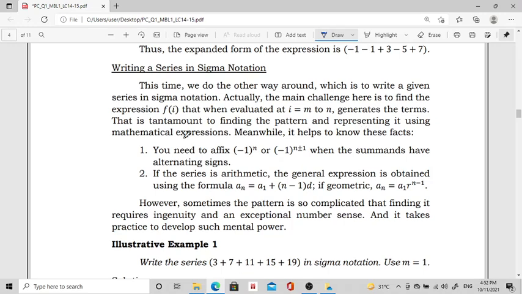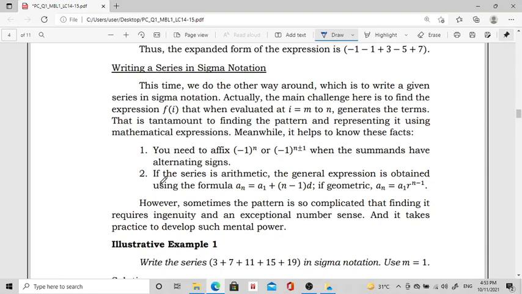So, to do that, it helps to know the following facts. First, you need to affix. So, you've been seeing this multiplier, this factor, since Module 6. Now, it's important na alam nyo itong fact na ito because makakatulong ito para sa part na we want to write a series in sigma notation. So, whenever you see this expression, negative 1 raised to n or negative 1 raised to n plus or minus 1, that means merong alternating signs na nangyayari.